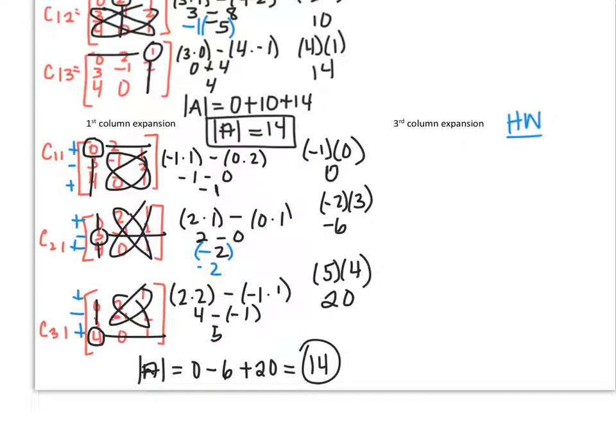So I'd like you to try these two problems, the third column expansion and the second row expansion, and see if you get 14 each time. And now I'd like to move on to triangular matrices.